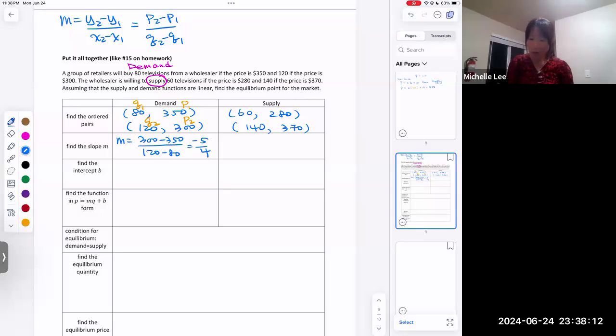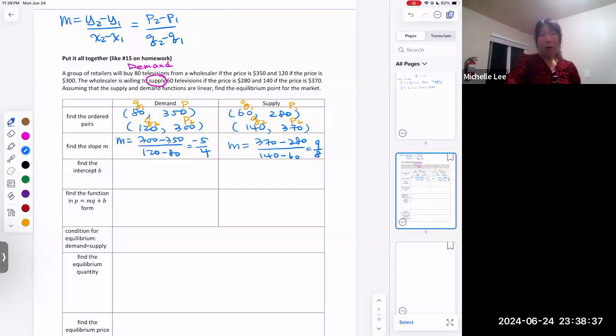Okay. Now this one as well. This is Q sub 1, P sub 1, and Q sub 2, P sub 2. So the slope will be 370 minus 280 over 140 minus 60. That will be 9/8 if we calculate this.